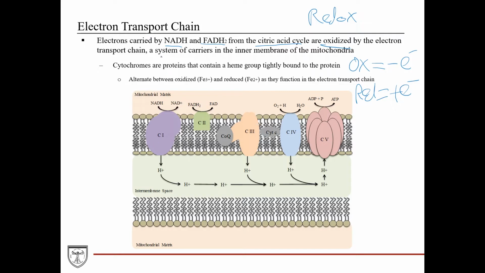So the electron transport chain, as we say here, is a system of carriers in the inner membrane of the mitochondria. Cytochromes are proteins that contain a heme group tightly bound to the protein. They alternate between the oxidized iron state with Fe3+ and the reduced iron state of Fe2+ as they function in the electron transport chain. This is how they pick up, carry, and transfer electrons, by being oxidized and reduced, and that's how they transfer the electrons along.